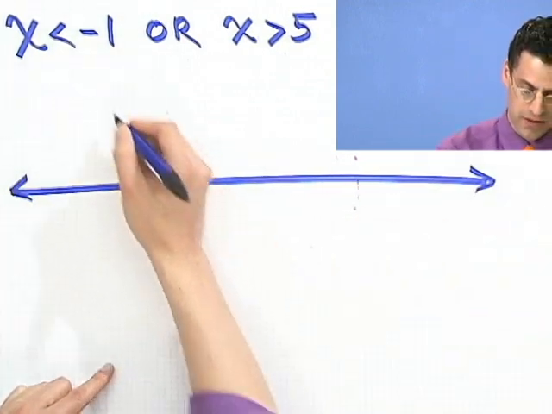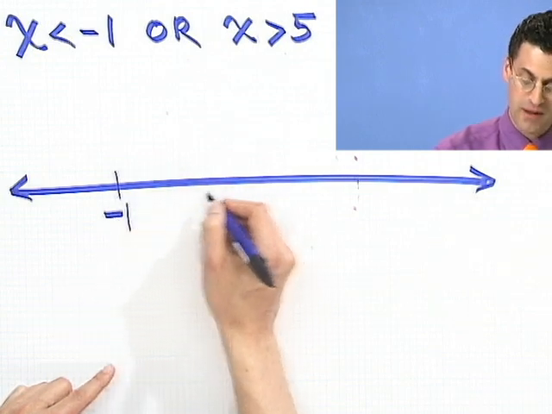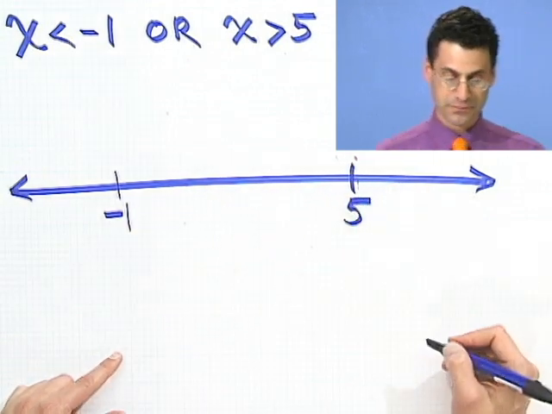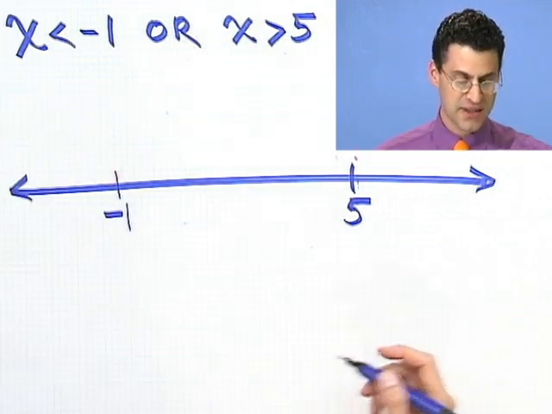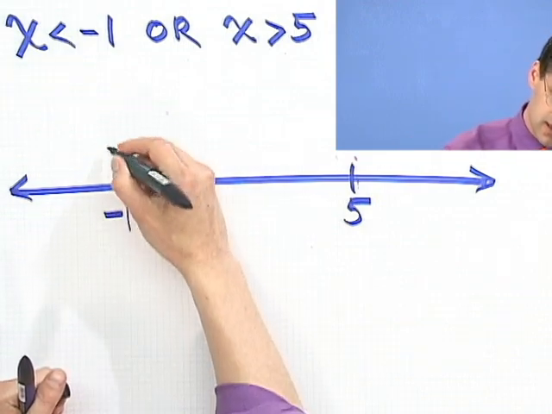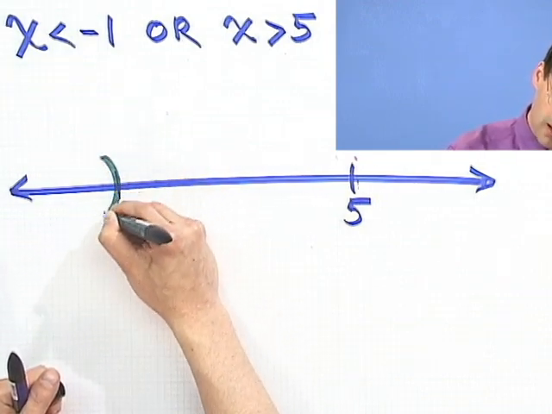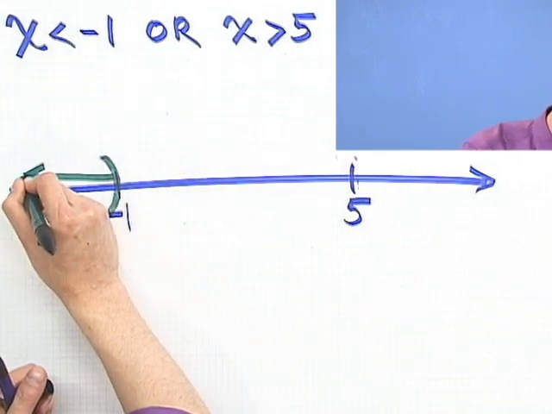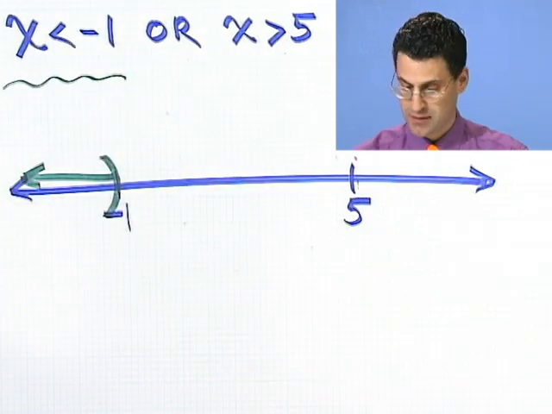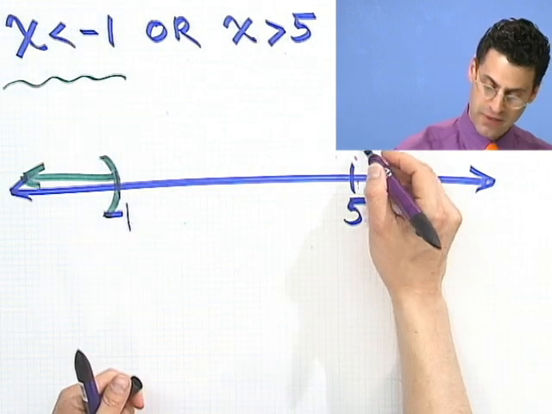I'm just going to mark on the number line my points that I need, minus 1. I'm not going to mark 0, 1, 2, 3, or 4. I'll just mark the 5 here. x is less than minus 1. Well, that means that I put in something that looks like this. Anything to the left of minus 1, but I don't include minus 1. So I put that in like that. That's this picture. And this picture is anything bigger than 5.